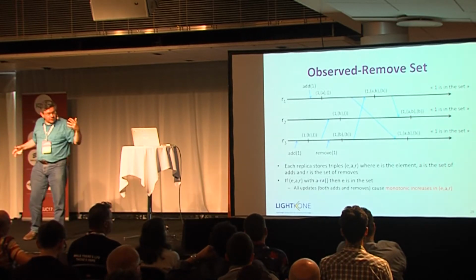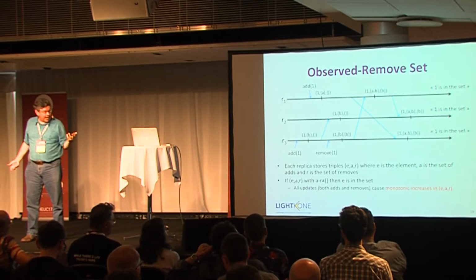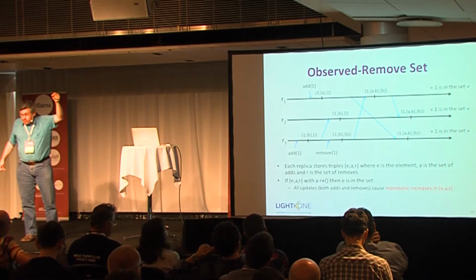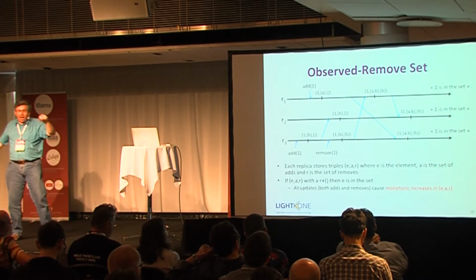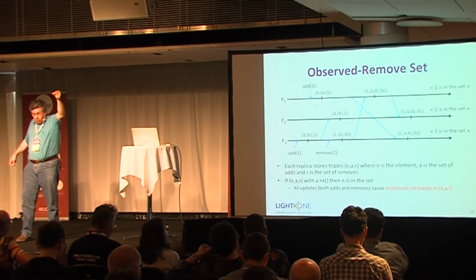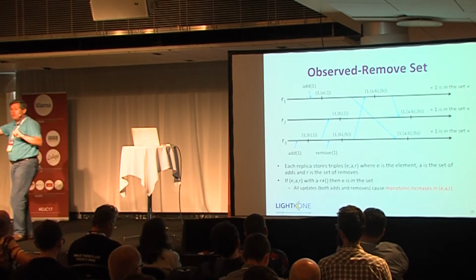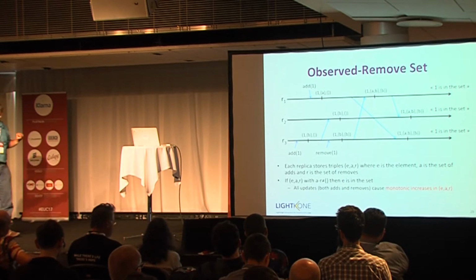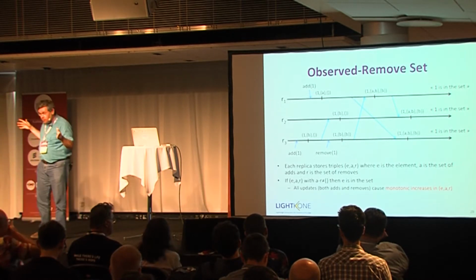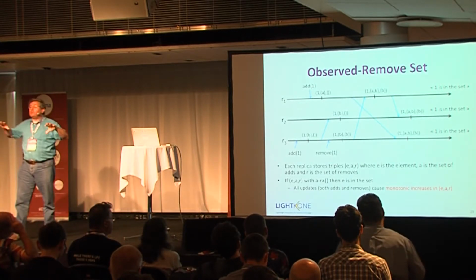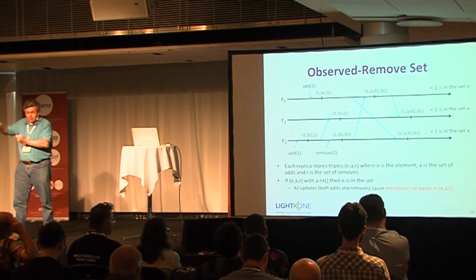If you keep doing this, when all information propagates at the end, it turns out that the add of 1 done in R1 has no remove. So the add of 1 in R3 has been removed, but the add of 1 at the top has not been removed. So at the end, all three replicas agree that 1 is in the set. So it's consistent. Okay? It obeys strong eventual consistency. With the same operations, when the information is propagated, they are consistent.